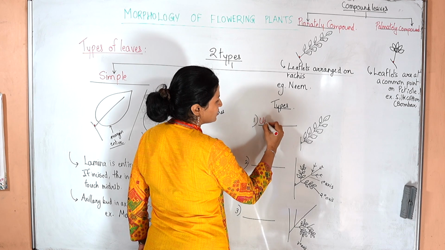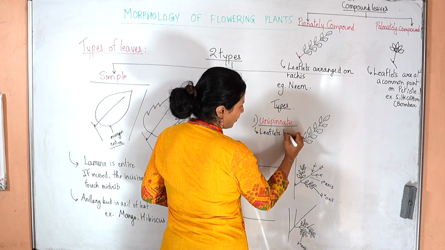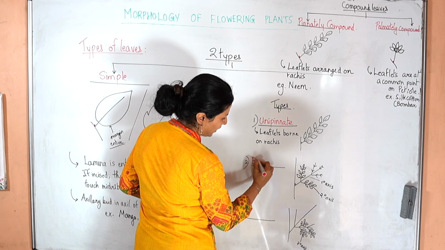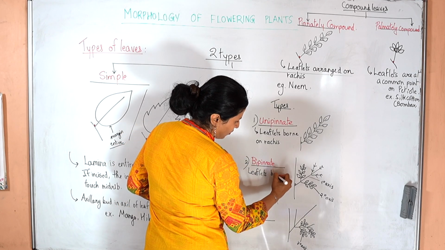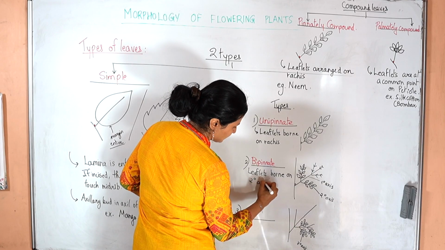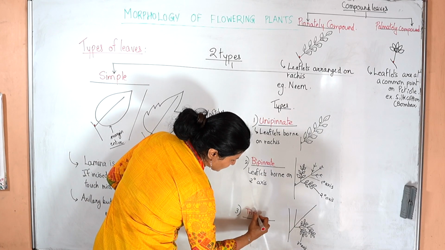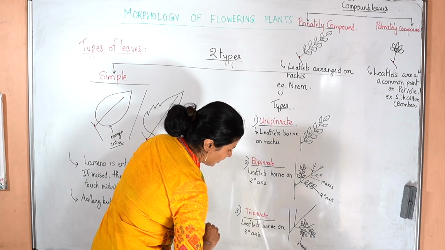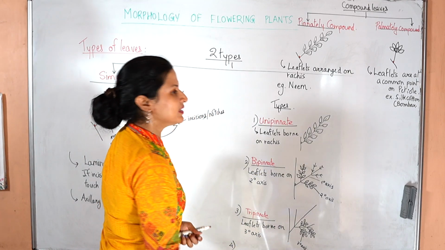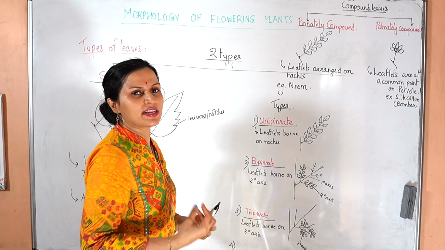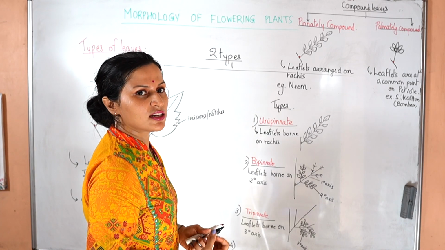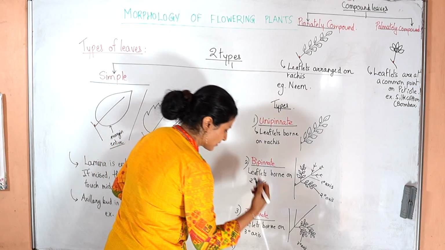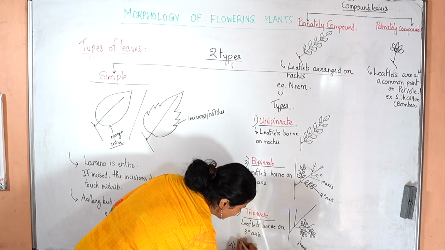The first type is called Unipinnate. Leaflets are borne on rachis. In the second case, this is called Bipinnate. Leaflets borne on secondary axis, and this will be called Tripinnate. Leaflets borne on tertiary axis. And then there is the fourth one also, which is seen in case of coriander. So much variation in the branching and the leaflet formation that there is no clear-cut distinction of primary, secondary axis, etc. That one is called decompound.